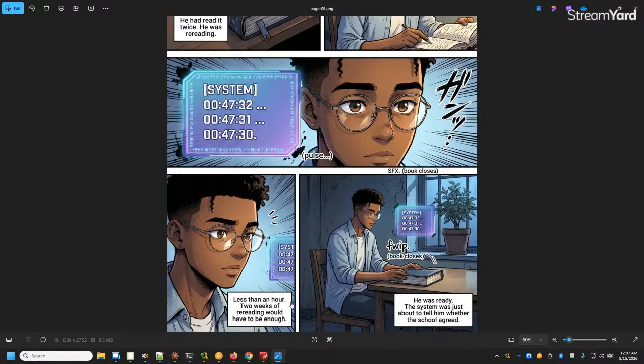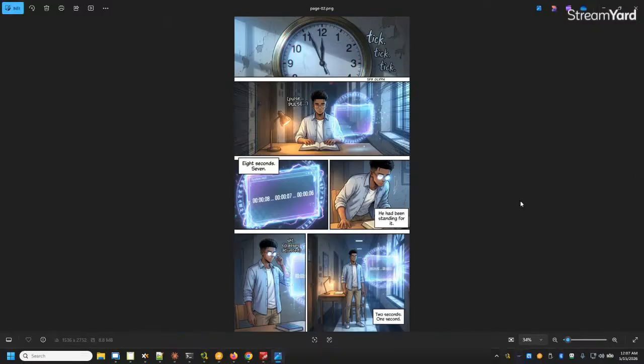Okay, I got it. Less than, I don't know if that's what the bots were going for, but okay. Less than an hour, 2 weeks of rereading would have been enough. Now, of course, he hasn't shown any of his vampiric abilities at this point. It's been all of his crystal abilities. He was ready. The system was just about to tell him whether the school agreed.